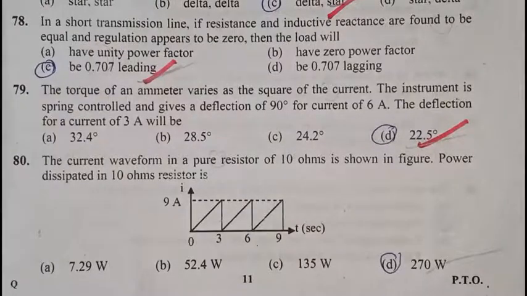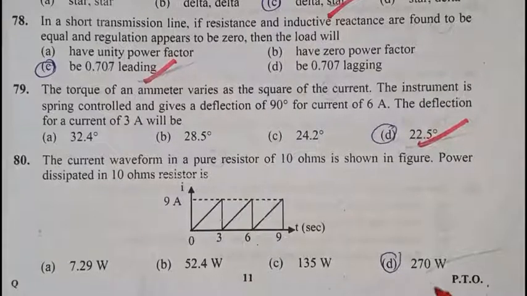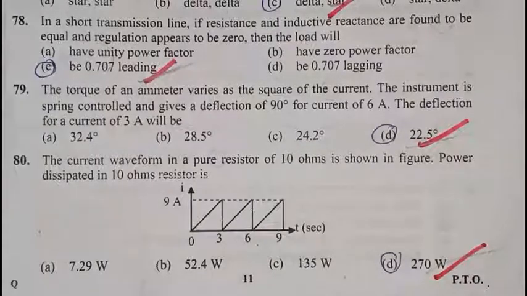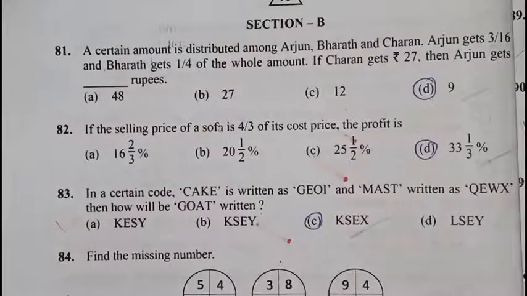Question number 80. The current waveform in a pure resistor of 10 ohms is shown in figure. Power dissipated in 10 ohms resistor is. Answer option D, 270. So now section A for 80 marks is completed. Let's start section B. Question number 81.